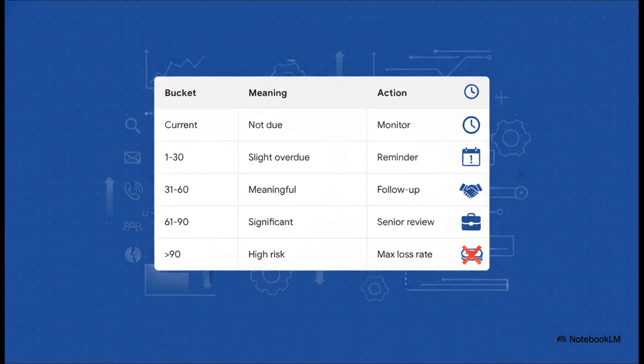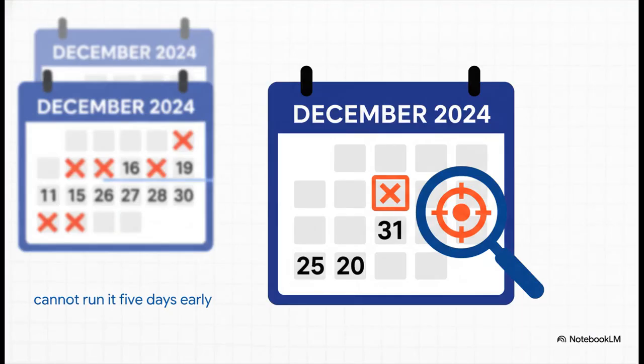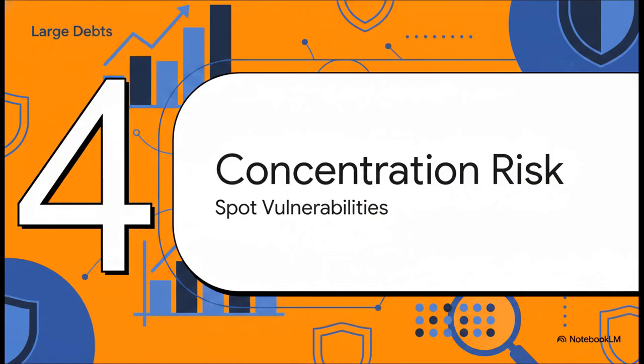The aging bucket doesn't just tell you how old the debt is, it is literally telling your team exactly what to do next. And here is a golden rule for compliance. You must pull this data exactly on the balance sheet date. This ensures your allowance calculation reflects the true credit risk position at period end. You simply cannot run it 5 days early and just try to roll it forward with some rough estimates. The precision of your allowance relies entirely on the precision of this report's timing. No shortcuts. Finally, Section 4, Concentration of Credit Risk.